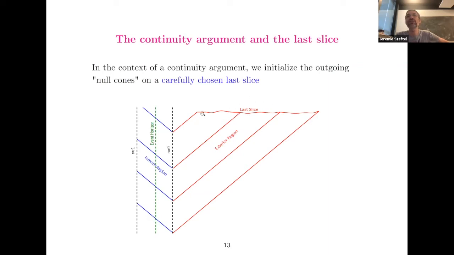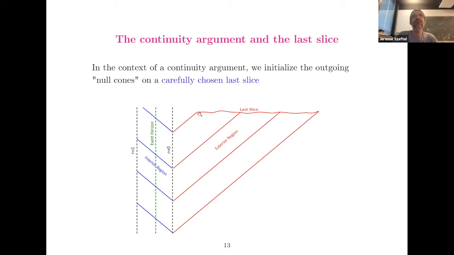Okay, so you should imagine that, of course, this picture is not very accurate. This last slice is at an arbitrarily large distance. So the red region is gigantic. The blue region is very small. So it doesn't show on my picture, but you should imagine that this last slice is very far.